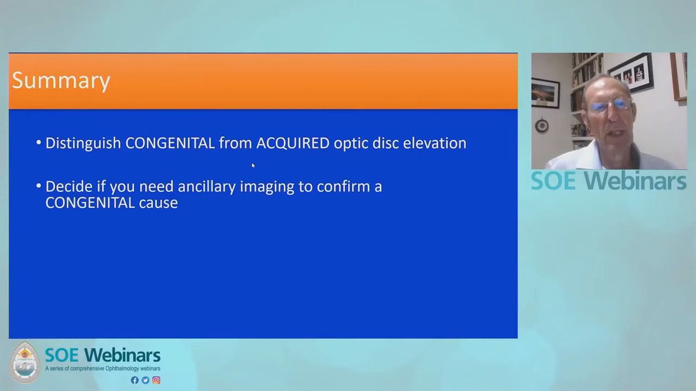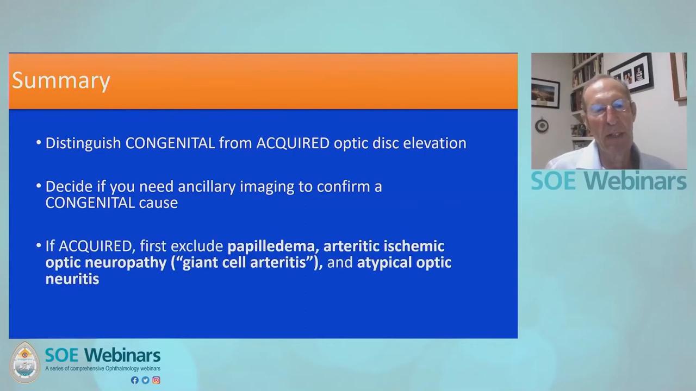Number two, decide if you need ancillary imaging to confirm a congenital cause. I would say that most ophthalmologists are in the habit of getting ancillary testing because they're not sure, they're not confident. I think that's perfectly reasonable. I think the more experience you have with this, the more you can get away with not doing ancillary imaging. It has become quite convenient nowadays to just get OCT, and I think that's perfectly acceptable. If you think you can do it without it, then for sure, skip that step.